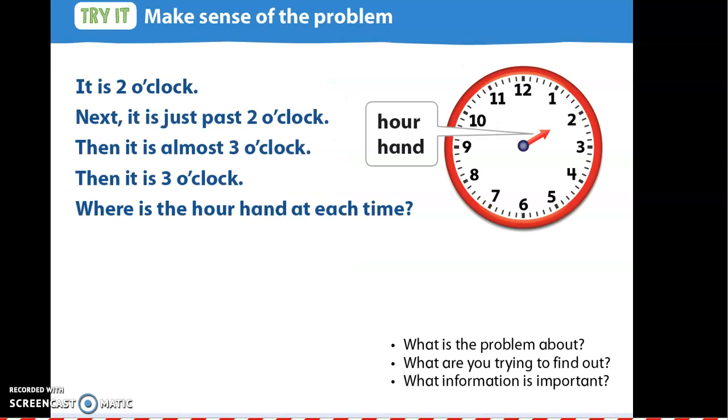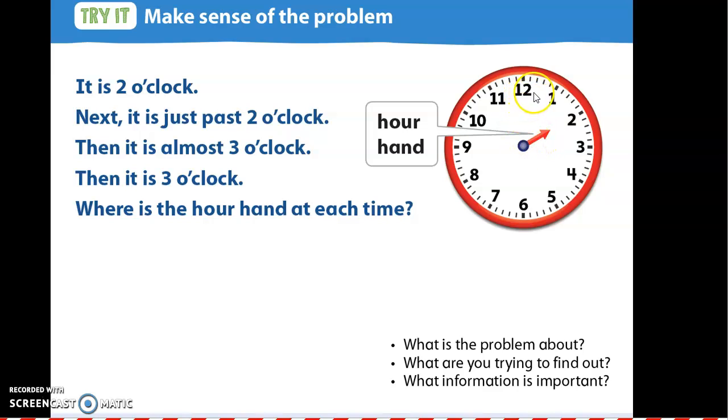Okay? So this is the one where I was saying that you could talk to an adult about, where it says it's 2 o'clock, next it's just past 2 o'clock, then it's almost 3 o'clock, then it is 3 o'clock. Where is the hour hand for each time? So we're going to be looking at the hour hand. As the time goes around the clock, the hands move in a direction that we call clockwise. So if you can see my mouse, both the hour hand and the minute hand go in a circle like this around the clock. The minute hand and the hour hand move together.